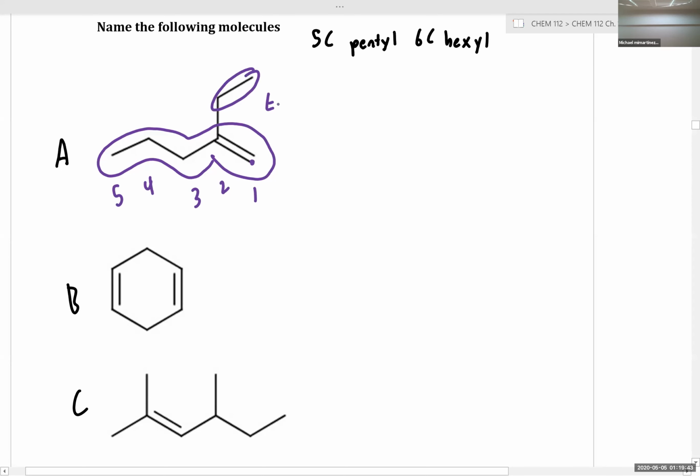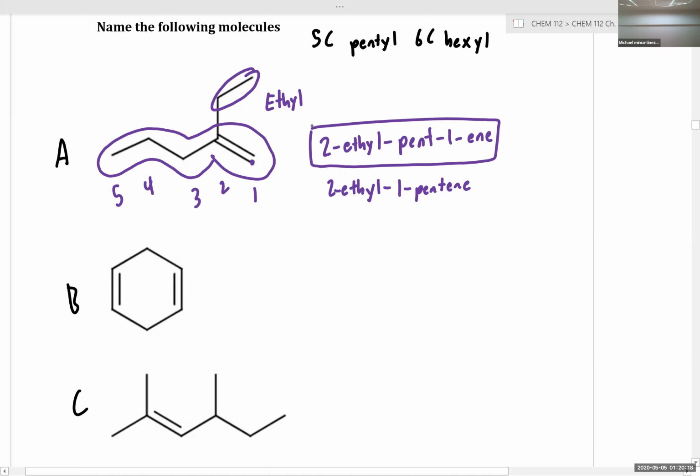This substituent is an ethyl group. So we name this as 2-ethyl. 5 is pent. So this would be pent-1-ene. It also is sometimes brought up that you can name it as 2-ethyl-1-pentene. Both are correct. This method is a little bit newer. So depending on how old the chemist is, they may name things in a slightly different way.